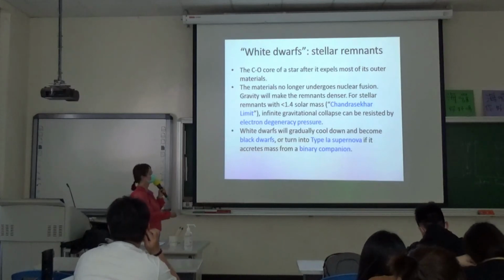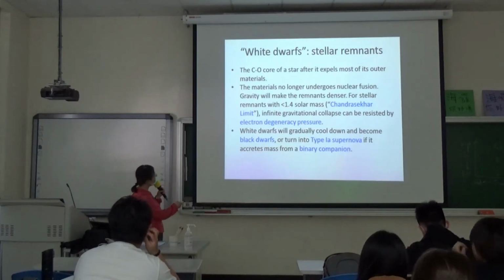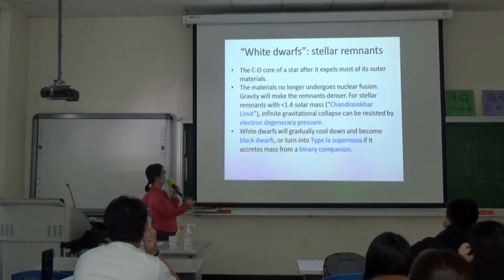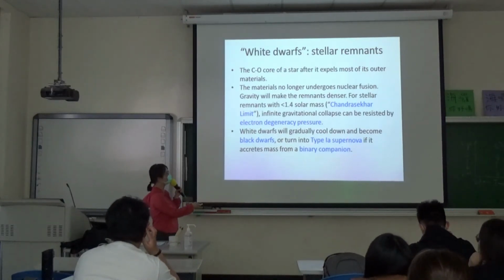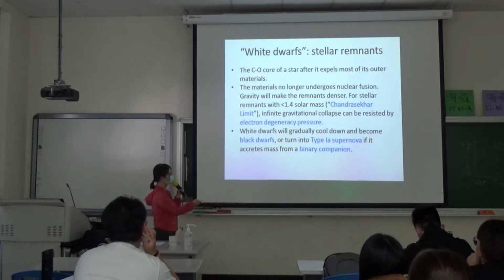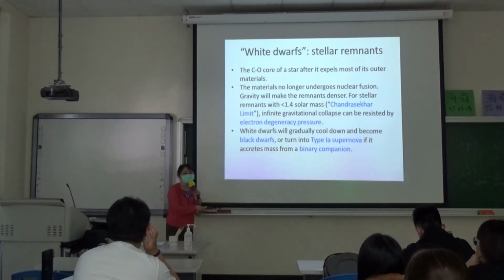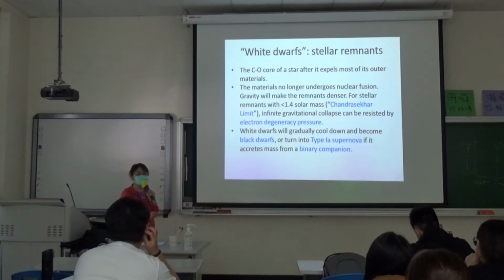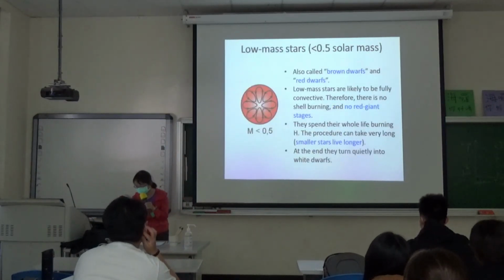Normal material, okay. And white dwarf will gradually cool down and become black dwarf, or turn into a type 1 supernova if it accretes mass from a binary companion. That's something we will not talk about in this lecture. So that's for the star, for the sun.